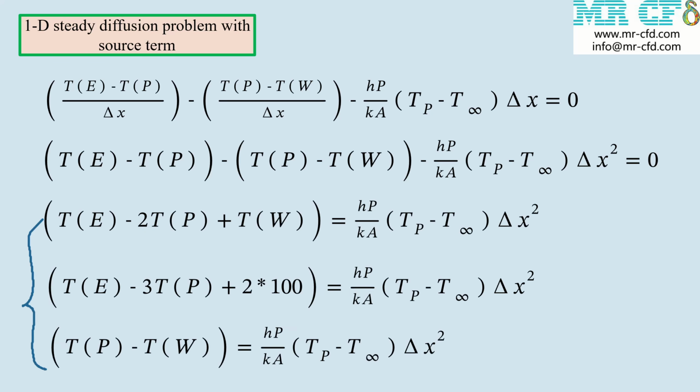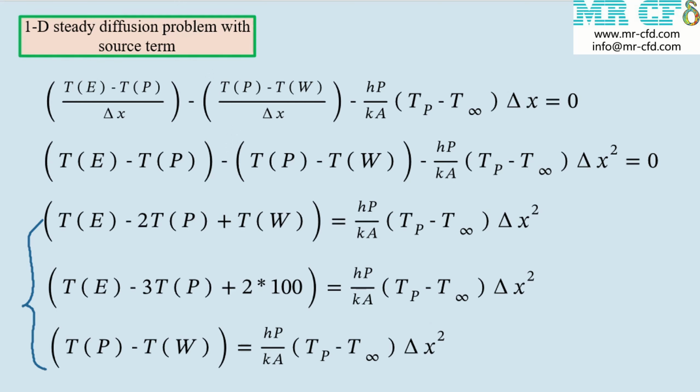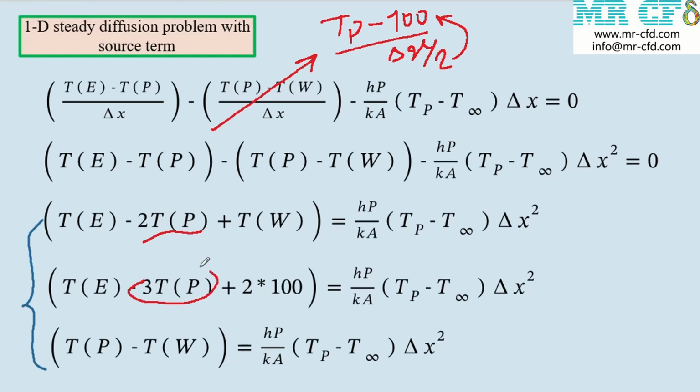The first equation is for internal nodes. The second equation is used for the first node near the base. There is no west node, so we must discretize with the forward scheme. The temperature of the west face is 100 degrees Celsius, and the distance between the grid point and the west face is half delta X. So if we rearrange the formulation, the coefficient of Tp is not 2 and will become 3, and Tw is replaced with 2 times 20.